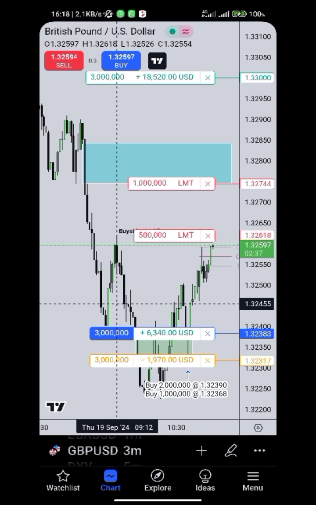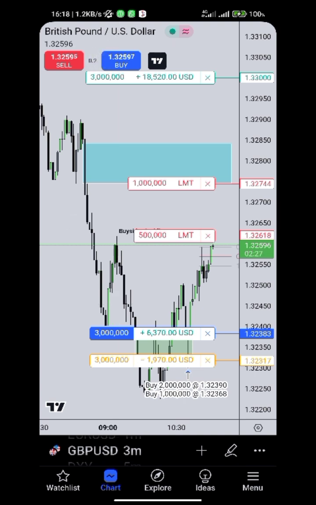1.32618. For those who don't know, look at the top left corner here. You can see OHLC, open high low close. So the high is 1.32618 as a buy side.